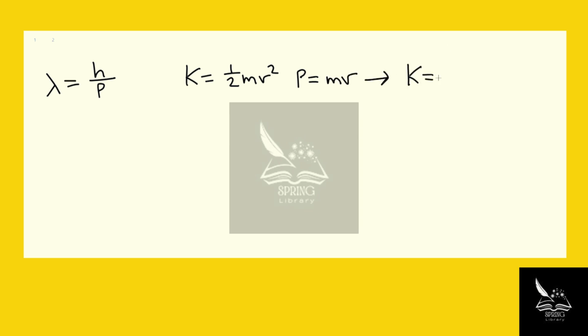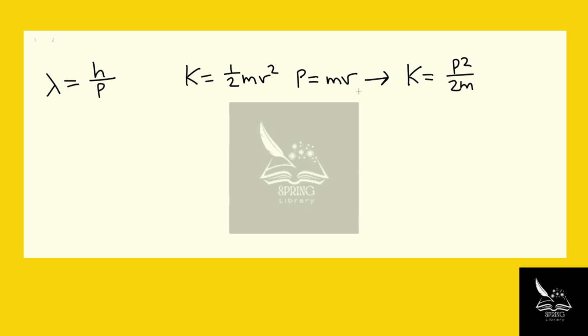So starting off with our definition of the de Broglie wavelength, h over p, we're going to replace the momentum with something involving m and K. To do that, we will look at our definitions for K and p, and we'll combine them to get K equals p squared over 2m.